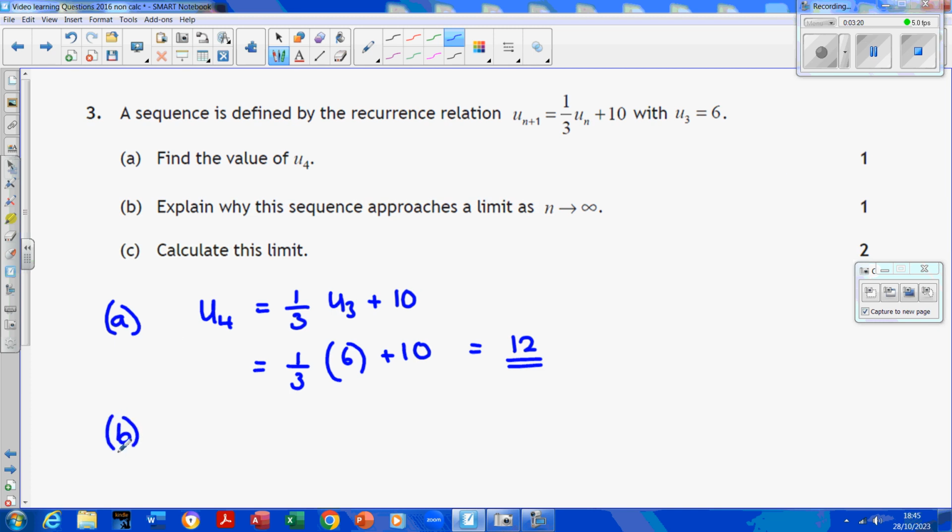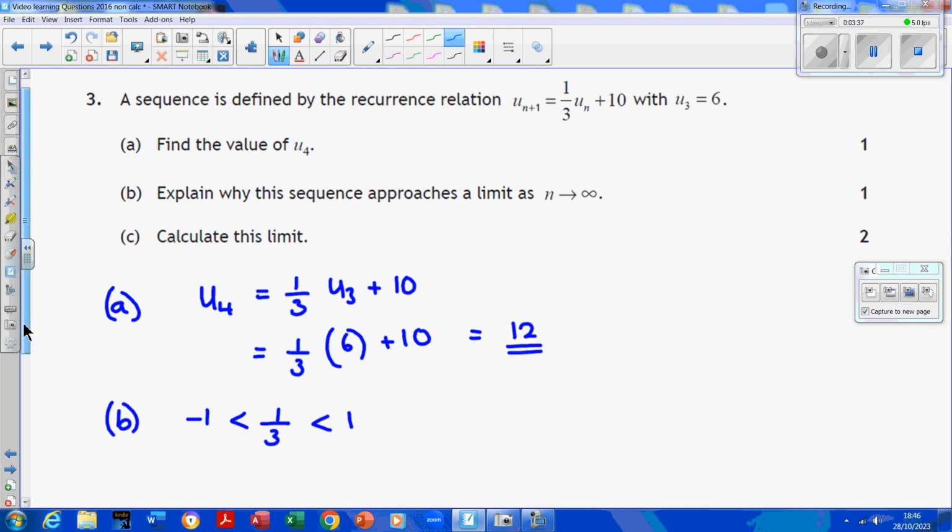Next one also should be easy because it's only 1 mark. Explain why this sequence has a limit as n approaches infinity. It's got a limit because that 1/3, the number before un, lies between minus 1 and 1. And you just write it down. Part C, we want to calculate this limit.